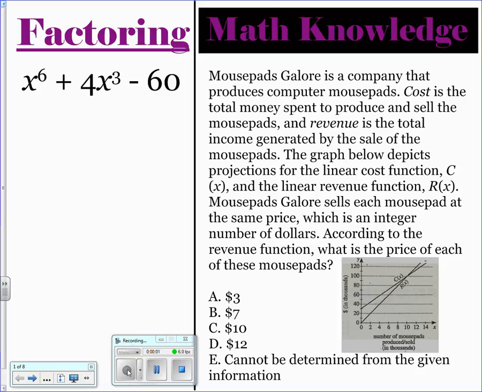All right, so y'all go ahead and do the factoring and the math knowledge question for today. Pause the video, and then once everyone is finished, you can unpause the video, and I'll go over the correct answers. So again, this is going to factor similar to an x squared plus 4x minus 60.